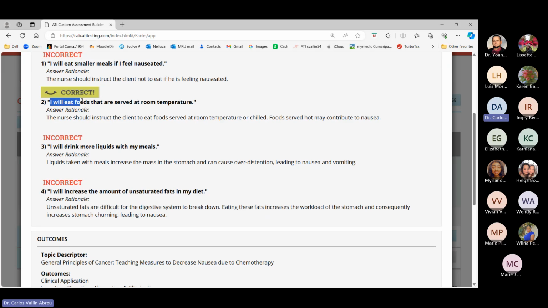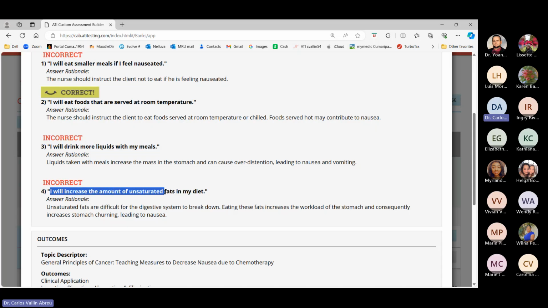You know that when there is nausea and anorexia, foods at room temperature are better tolerated than hot food. So it is a correct statement. I will drink more liquid with my meals. No, because it's going to distend the stomach and produce more nausea. Drink liquids between meals, the same as in GERD and dumping syndrome.